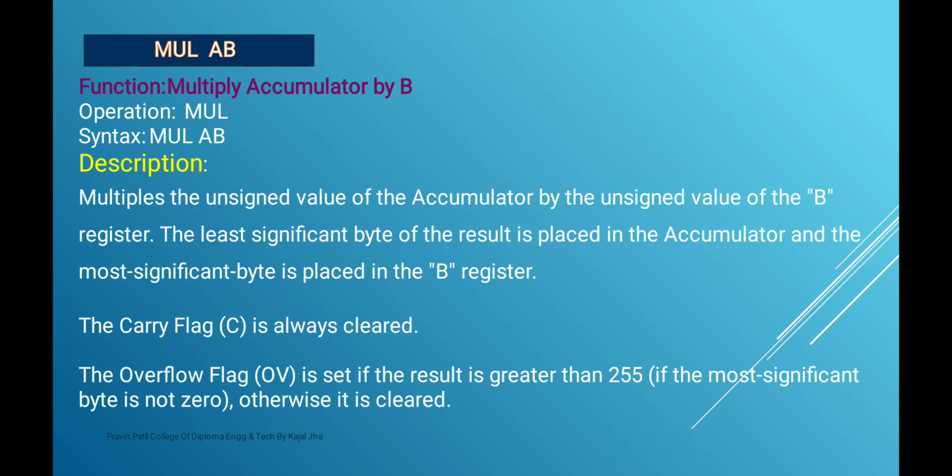After that, MUL AB means multiplication. The function is to multiply the accumulator by B. How can you write this multiplication? First you have to copy the numbers from the registers R0 to R7 into A, or you can directly put the values in register A and register B. After that you perform the operation, that is MUL AB.